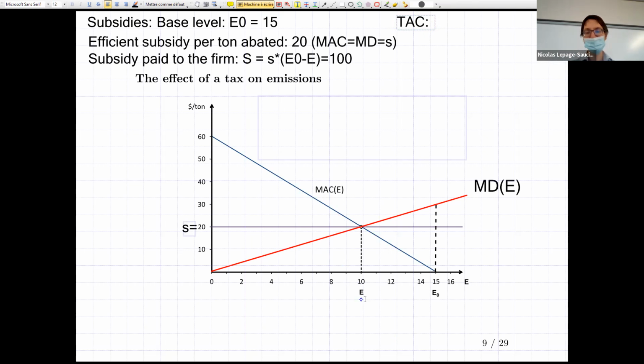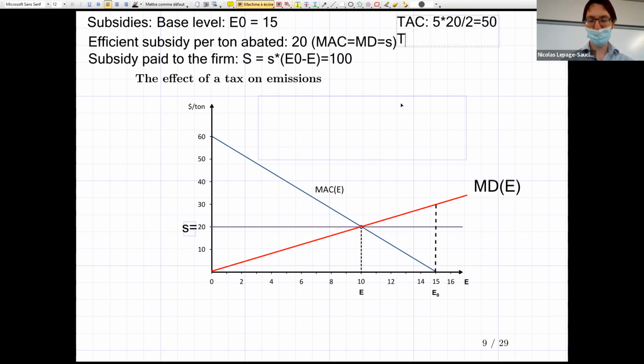I abate until 10. So how much did I have to abate from my base level? So I started at 15. So I had to abate 5 units. I was paid 5 times 20. But now my cost to abate is all of these units. So it's exactly 5 times 20 divided by 2. So that's 50.